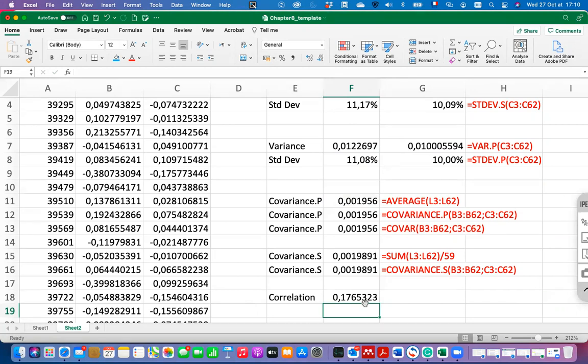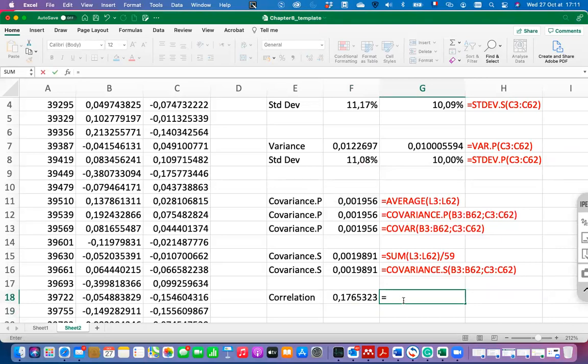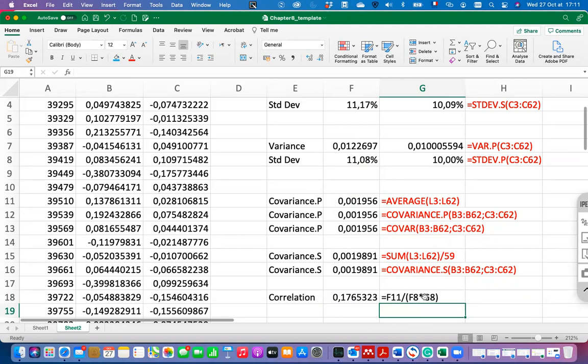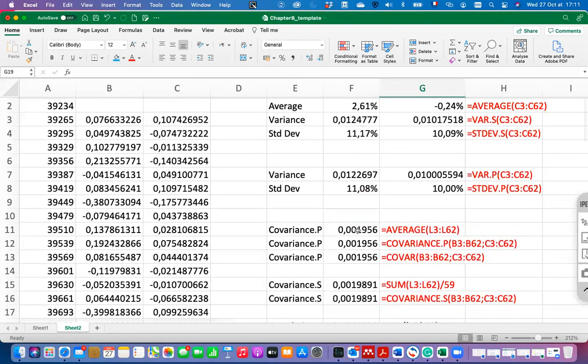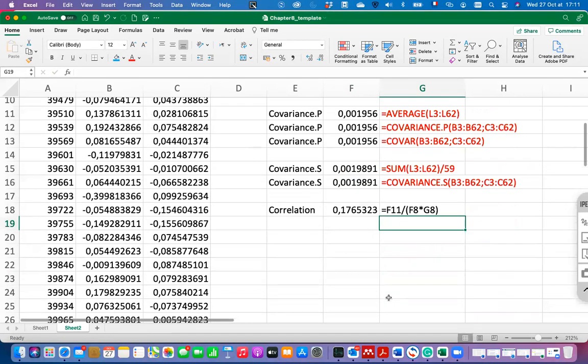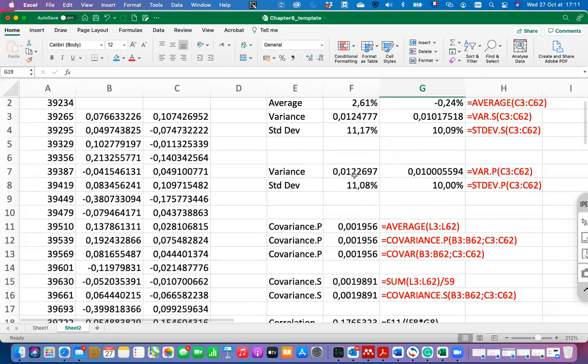You are using the covariance for population, but standard deviation for sample? No, for both population. Let's make sure. So it is F11, see here, for population, divided by F8, this one, for population also. Population. Yes, G8.